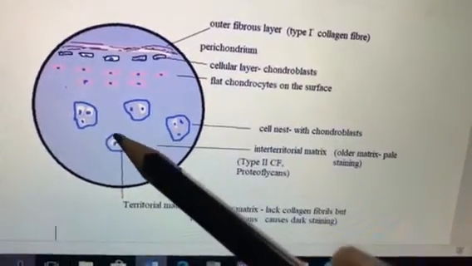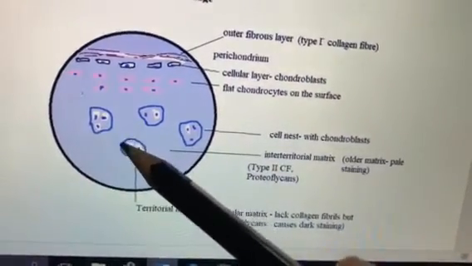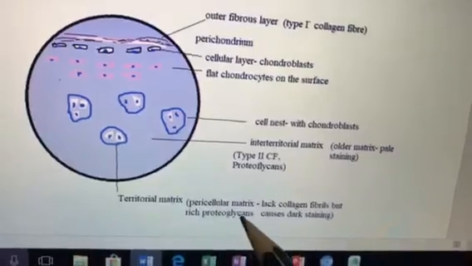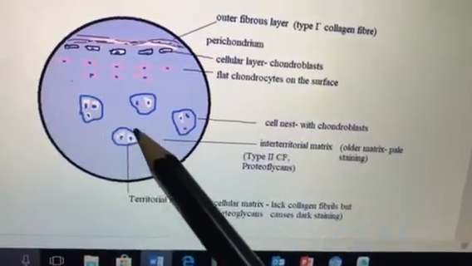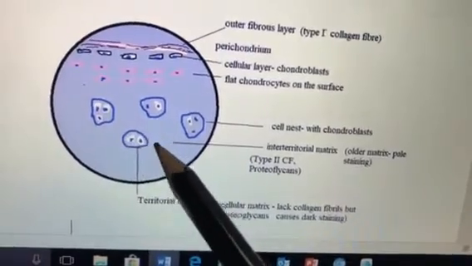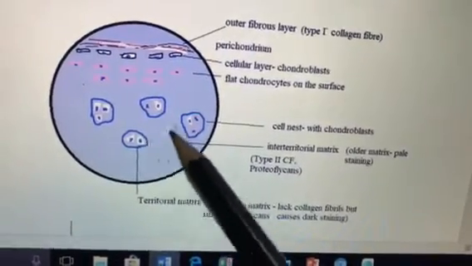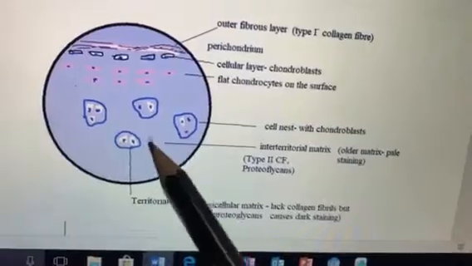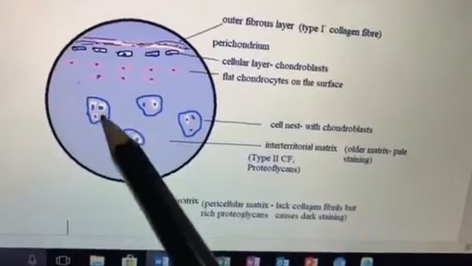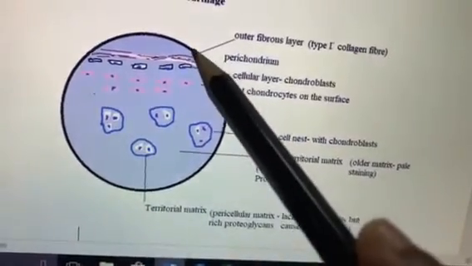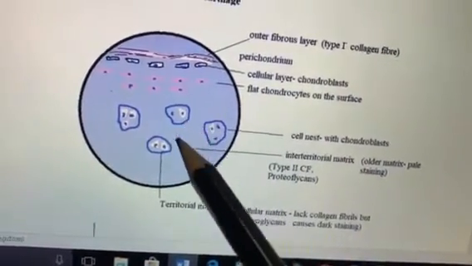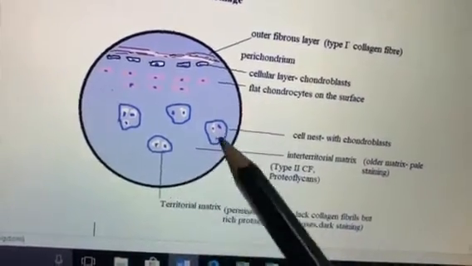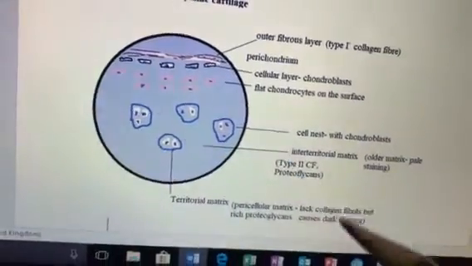And inside, the territorial matrix is dark in color. So see, territorial matrix is like collagen fibers but rich in proteoglycans. Here proteoglycans are more, that's why it appears dark bluish in color, and here the proteoglycans are less but rich in type 2 collagen fiber, it is pale. So 1 mark, 1 mark, and flat 2 marks. Number 3, cell nest 3 marks. Number 4, territorial matrix, interterritorial matrix 4.5 marks with a diagram.